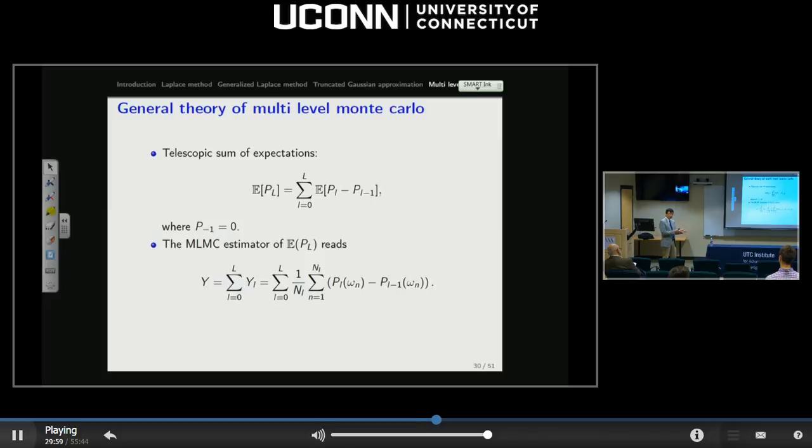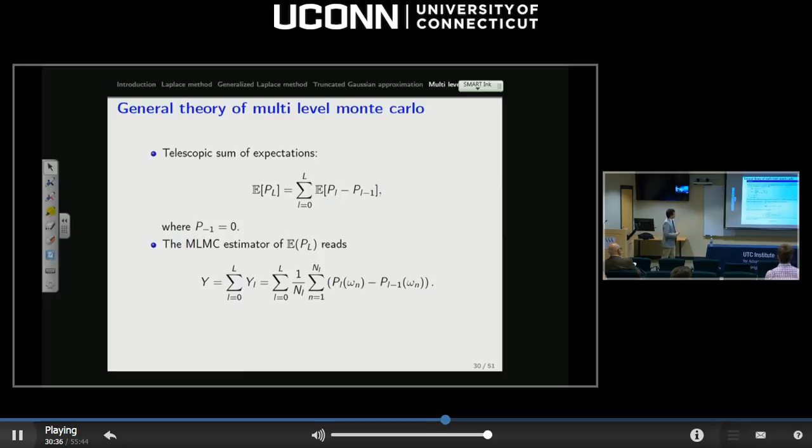It's a smart way to distribute your samples between expensive models and cheap models, and exploit the correlation between the cheap model and the expensive model. I'll show you the result is dramatic, and it completely changes the complexity of Monte Carlo. And the multi-level Monte Carlo estimator looks like this. The first sum is over all the levels, and the second sum is basically the sample average for each level.